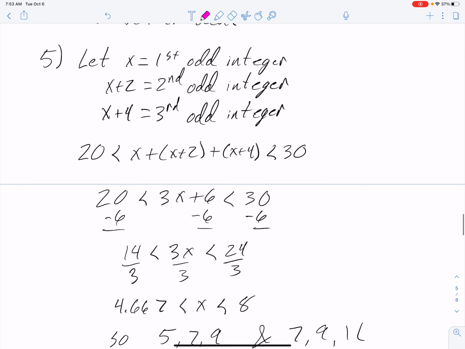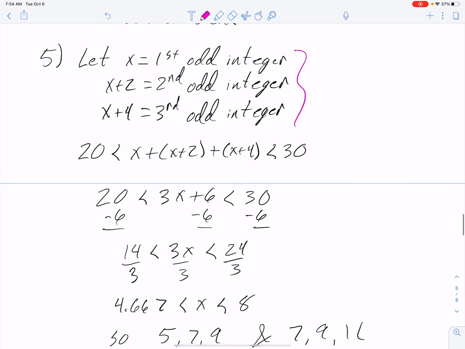Number 5 wants the sum of 3 consecutive odd integers to be between 20 and 30, very similar to the examples we've done in class. So I've labeled my variables, set up my equation as we saw the equation set up. 20 is less than the sum of those variables is less than 30. Again, I've put x plus 2 and x plus 4 in parentheses to emphasize they represent a single value. That group represents either the second or third integer.